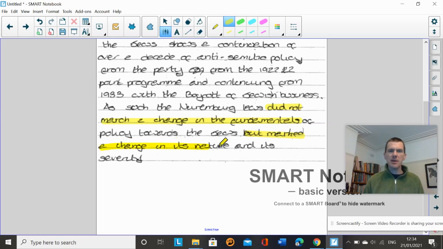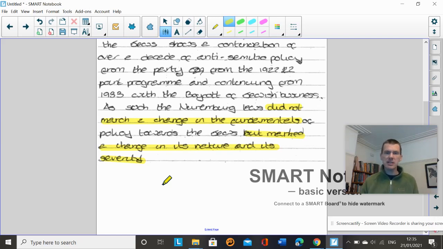Now, straight away, this is introducing, exactly as it should do, this idea that there is both change, and the changes they're going to focus on is that change in the legal status of the Jewish population, but also that this was a predictable step up because it didn't mark a change in the attitude of the Nazi Party and its members towards Jews. That they'd been anti-Semitic all along, and that they'd carried out persecutory policies even before this.